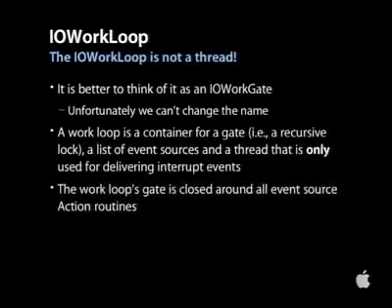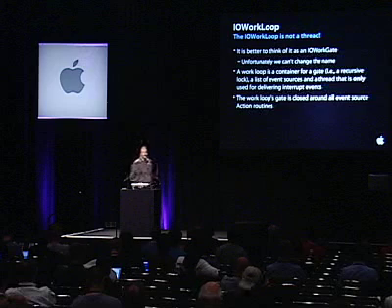So what a work loop really is in our system now is a container for the gate, which is a recursive lock. It's a list of event sources that need to synchronize with respect to that lock. And by the way, it has a thread. Yes, okay, it has a thread. In fact, the thread's optional. One day in the future, I'm going to get rid of the thread and only do it if you have interrupt event sources. So a work loop's single threading is provided by the work loop's gate being closed across all event source action routines. I shall define what that term means in a little while.